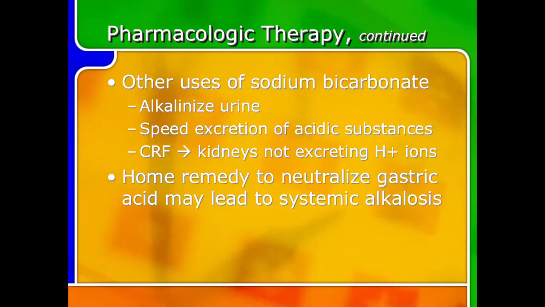Other uses of sodium bicarbonate are going to be to alkalinize the urine and speed the excretion of acidic substances. This could be from overdose of aspirin and phenobarbital. Usually in chronic renal failure, when kidneys are not excreting hydrogen ions, they may use sodium bicarbonate. Sodium bicarbonate use in home remedies is the use of baking soda, and it's used to relieve heartburn and sour stomach. This could lead to systemic alkalosis if it is overused.